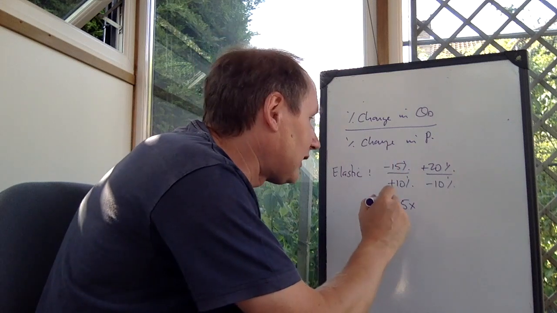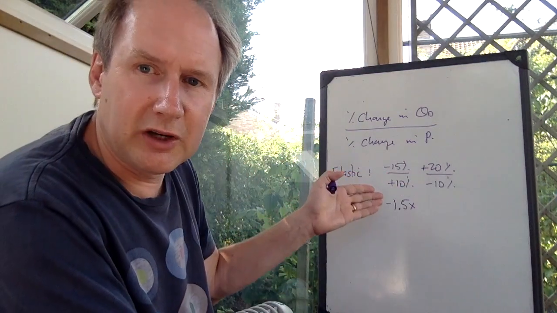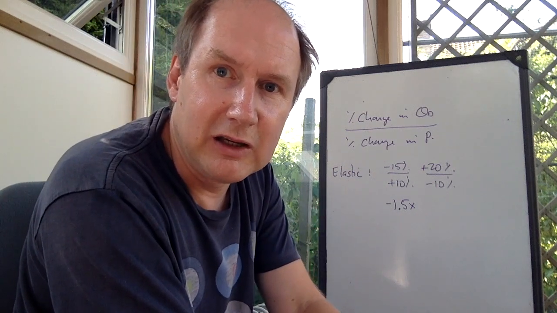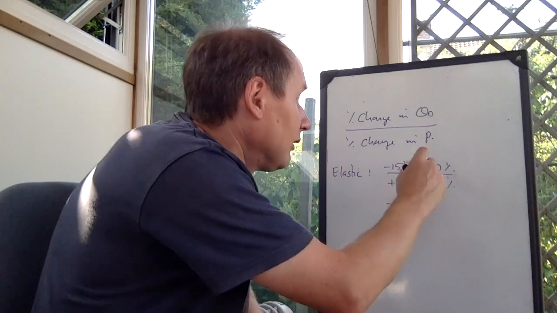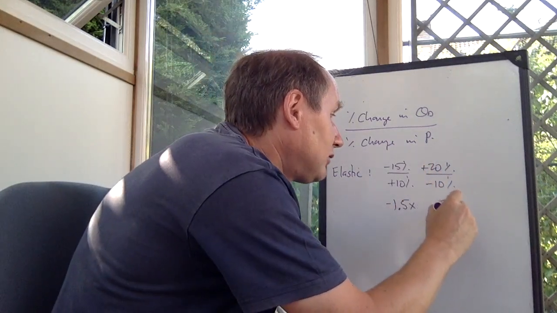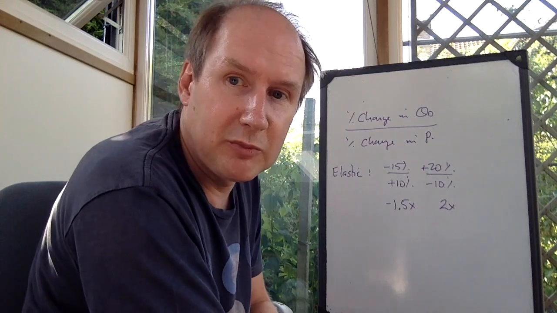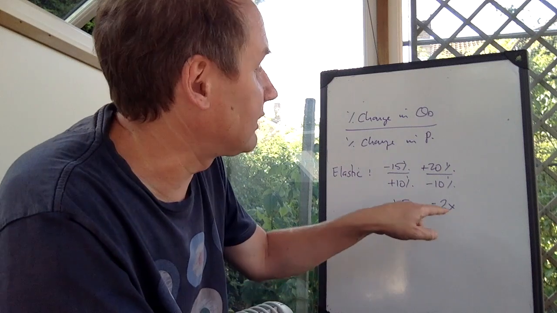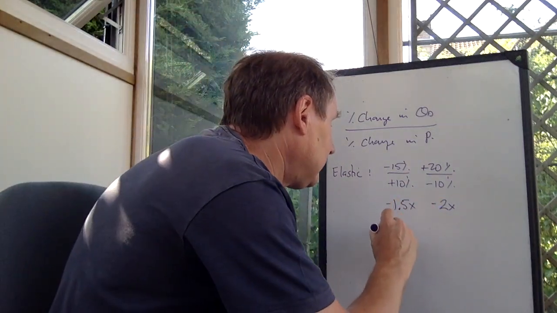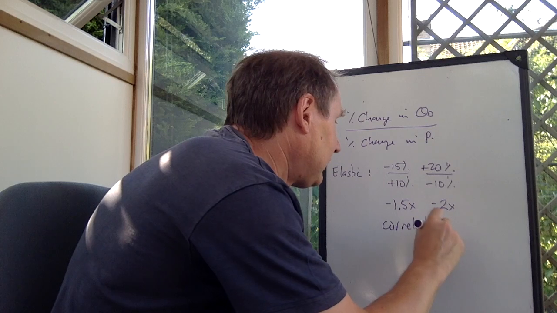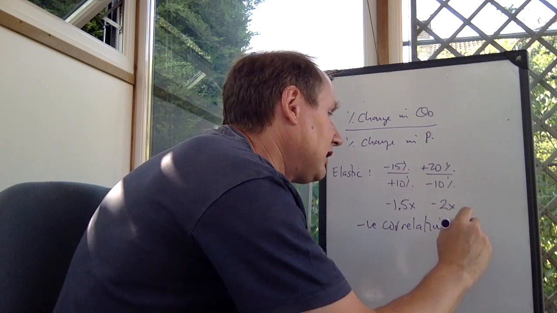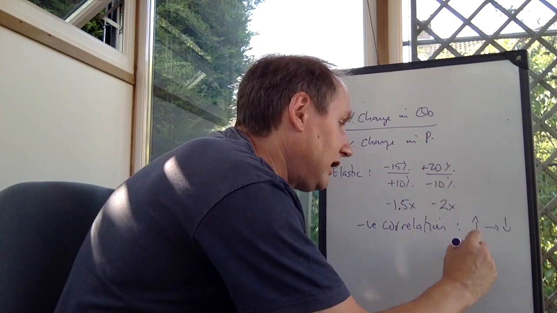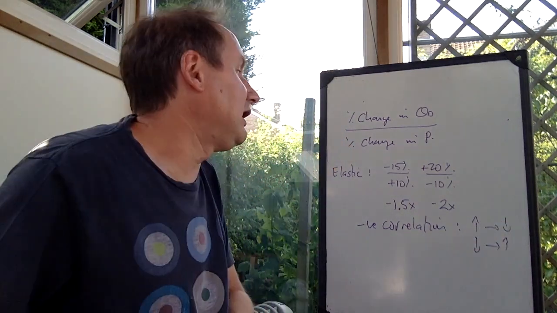So we put a minus sign here, not to show that demand has gone down, but to show that it goes in the opposite direction to price. The minus sign is a correlation. Here, demand changes by 2 times, twice as much as price, and again it goes in the opposite direction. So here demand's risen, but the sign is still minus, because the minus sign is a correlation. And a negative correlation means that an increase in one thing leads to a decrease in the other, or a decrease in one thing leads to an increase in the other.